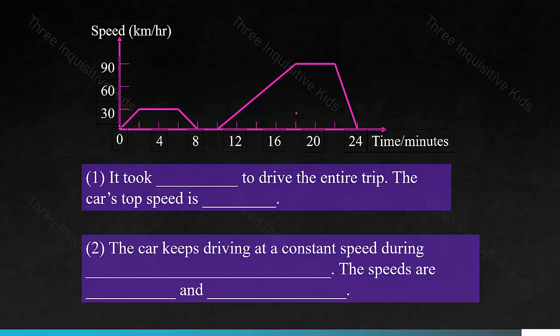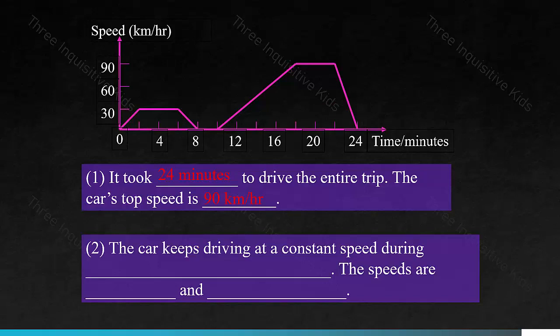For the first question, we have to look at the x-axis. This is telling us what the time in minutes is. You can see that the car drove until the 24th minute, so it took 24 minutes to drive the entire trip. And the car was at its top speed when it was driving at 90 kilometers per hour.